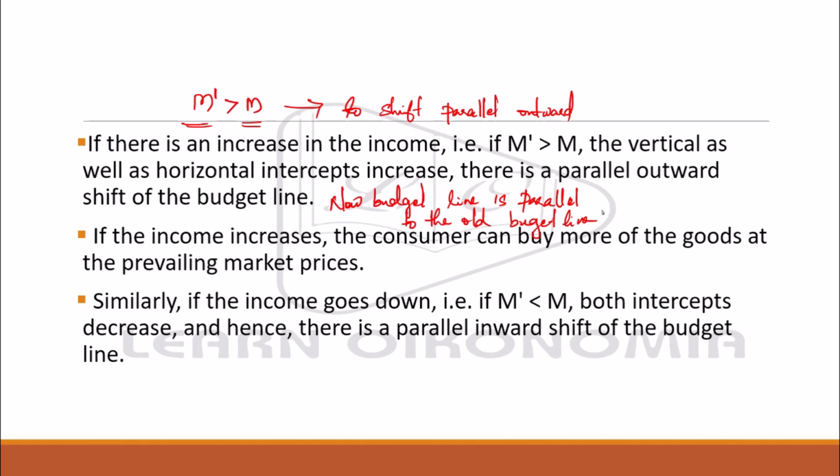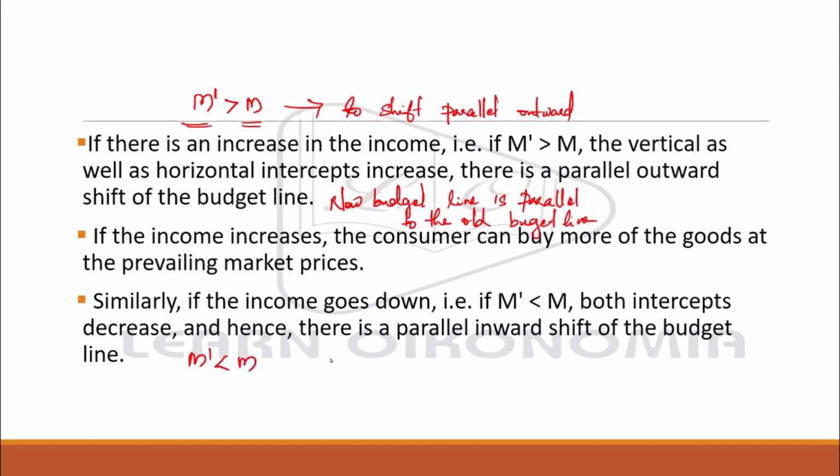Okay, so this happens as a result of an increase in the income of the consumer, and for the very same reason the consumer is now able to buy more of the two commodities whenever there is no change in the market price. So this is the situation if M dash is greater than M. You have to consider the other situation as well. What if your M dash is less than M?